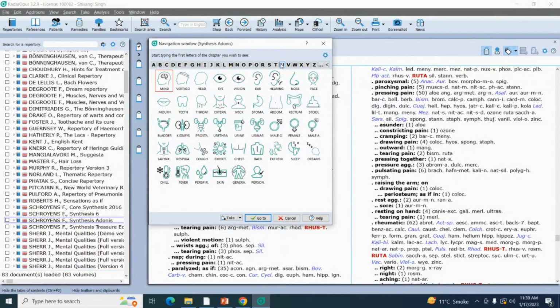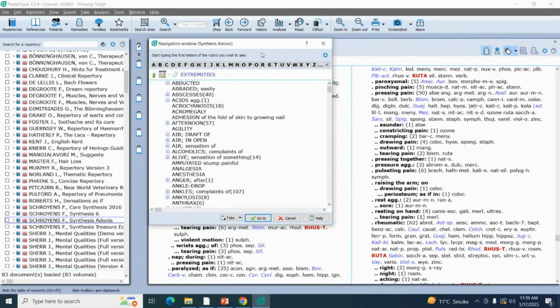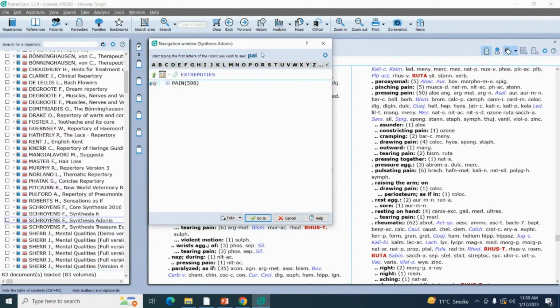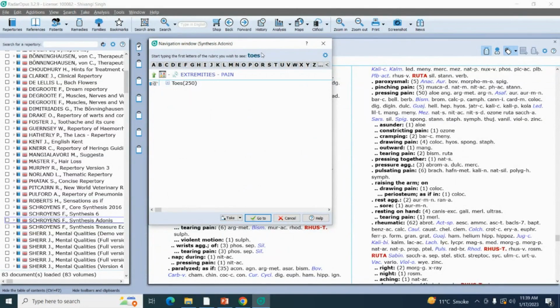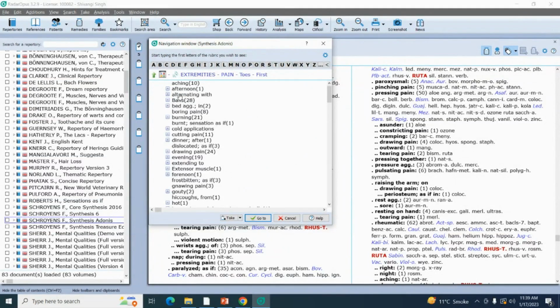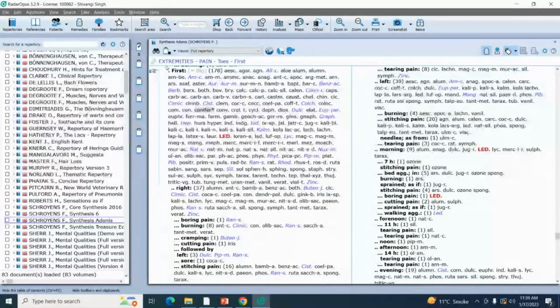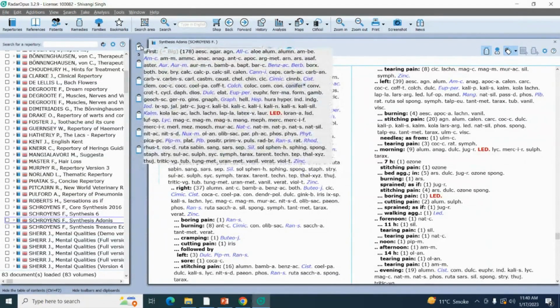Now my patient is having pain in the first toe. So I'm going to the extremities chapter again. Extremities, write down pain, toes, first. You'll get this first. Now enter. Now you'll get your rubric from the extremities chapter. Pain is my rubric. Toe first is my sub rubric. Now I'm going to add this rubric to my clipboard with the help of my dragging and dropping method.